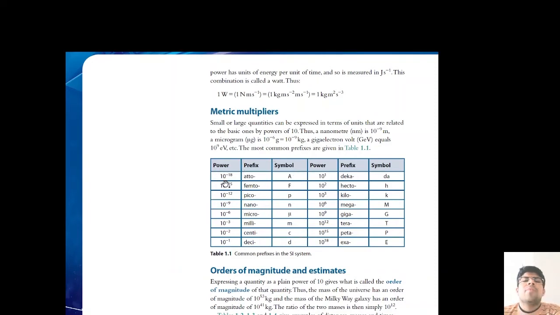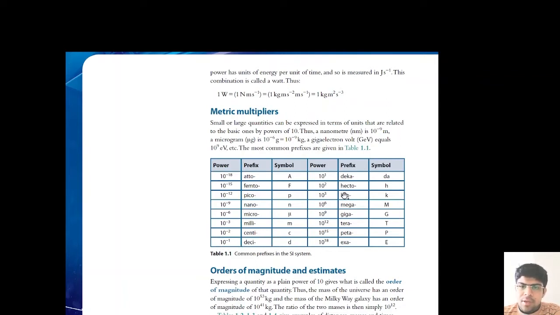Let's read. So 10 to the power minus 18, the prefix used is atto, symbol is capital A, and 10 to the power minus 15 is femto, which is denoted by capital F, the bigger letter F. And 10 to the power minus 12 is pico, which is denoted by small p, and 10 to the power minus 9 is nano, which is denoted by small n. 10 to the power minus 6 is micro, denoted by this symbol mu. 10 to the power minus 3 is milli, which is denoted by small m, and 10 to the power minus 2 is centi, denoted by small c, and 10 to the power minus 1 is deci, denoted by d.